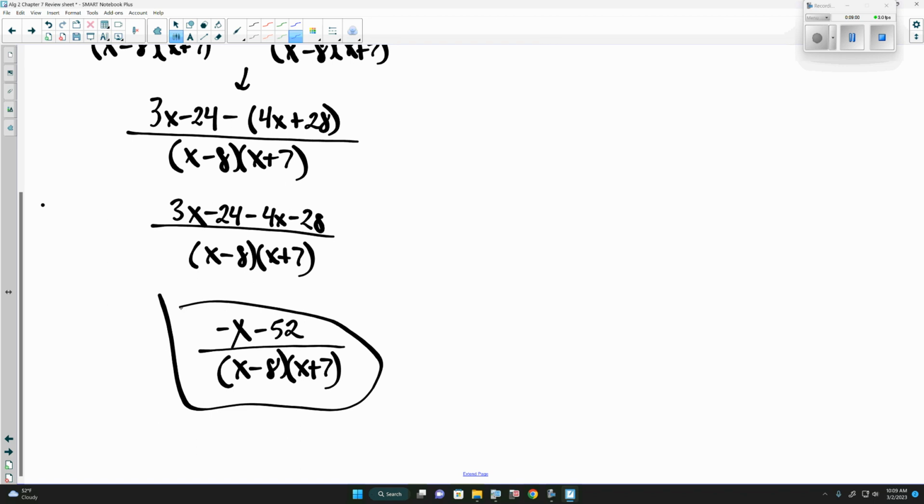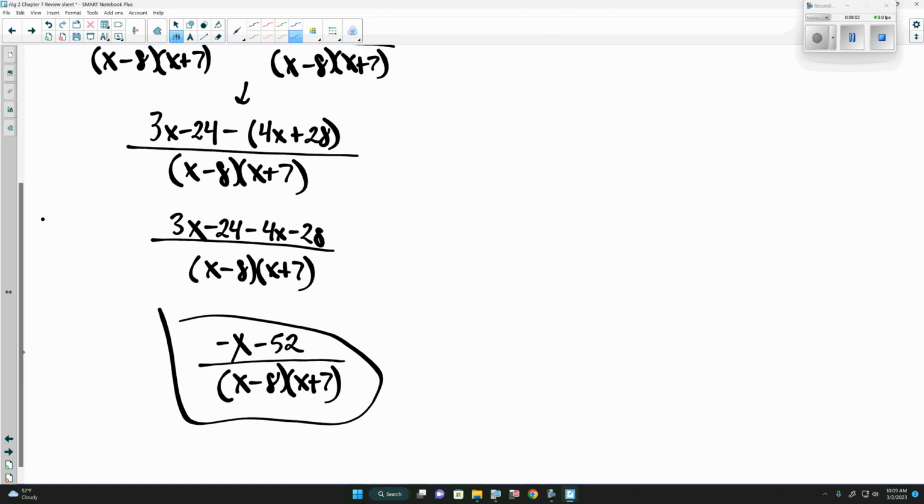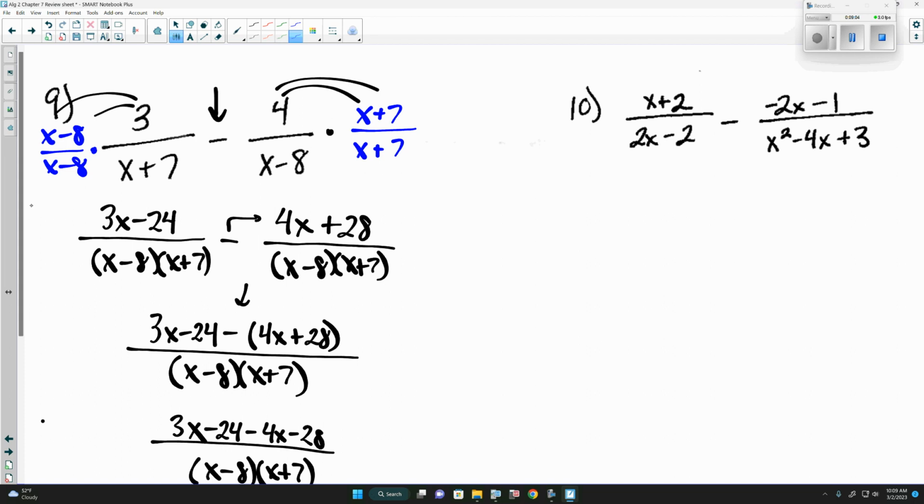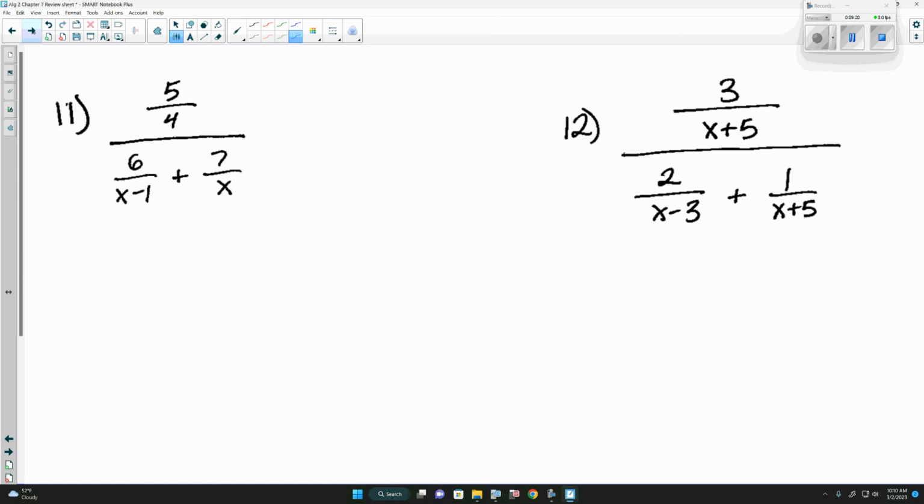Any other questions on any of this here? Questions on addition, subtraction? Do we have any questions about number 10? Okay. We can look at 11.